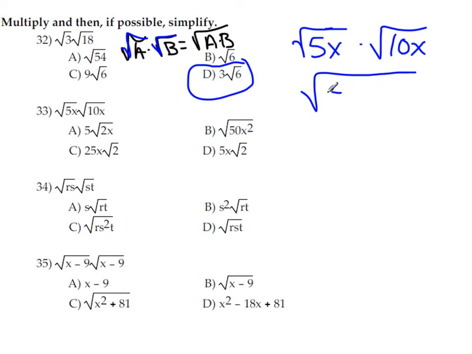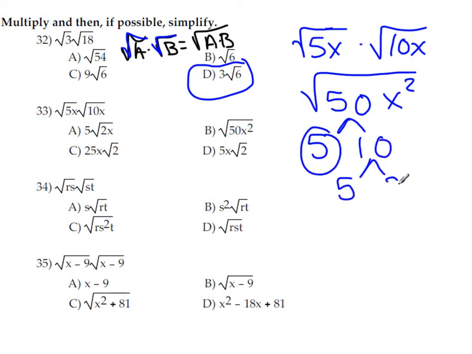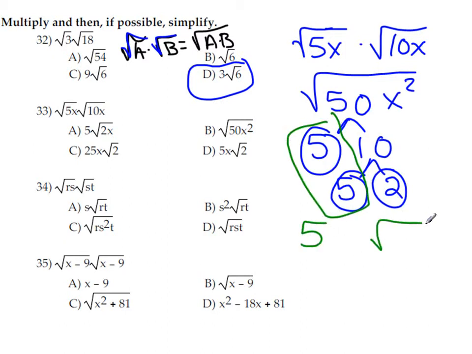5 times 10 is 50. And x times x is x squared. Now 50, I'm going to find its prime factorization. I'm going to break it down into 5 and 10. Okay, 5's prime, 10 will break down to 5 and 2. And it doesn't make a difference because I have to break it down into its prime numbers anyways. So that means a 5 is going to come out because we have buddy system. Pops out. 2 doesn't have a buddy, so it's left behind. X squared is really x times x, so there's their buddy. Sure enough, 2 divided by 2 is 1, so 1 is left. And our answer is choice D.